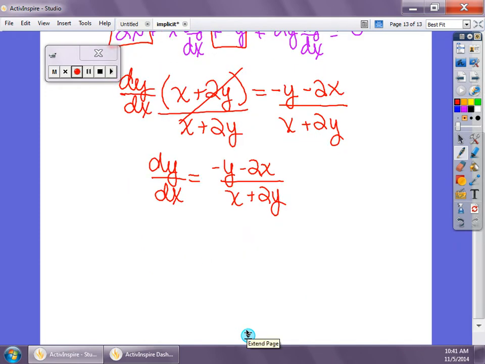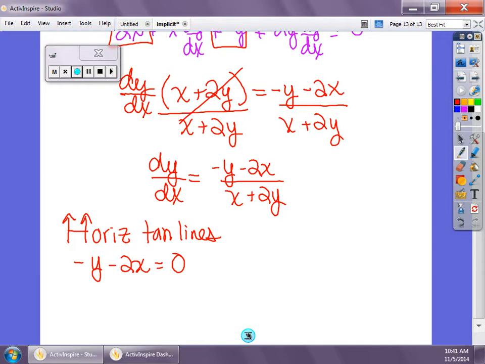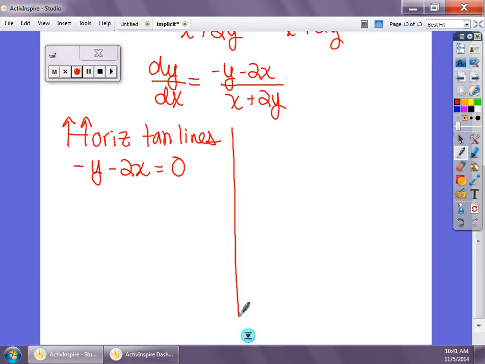Now, what did we say? If I need to find the points where the equation has horizontal tangents, what do I do? Set the numerator equal to 0. And I'm a visual person, so the h in horizontal reminds me to look up. So if I want the horizontal tangent lines, I'm going to set the numerator, negative y minus 2x, equals 0. Okay? Right? And then if I want to find the points where we have a vertical tangent line, the v reminds me to look in the denominator. So I get x plus 2y equals 0.